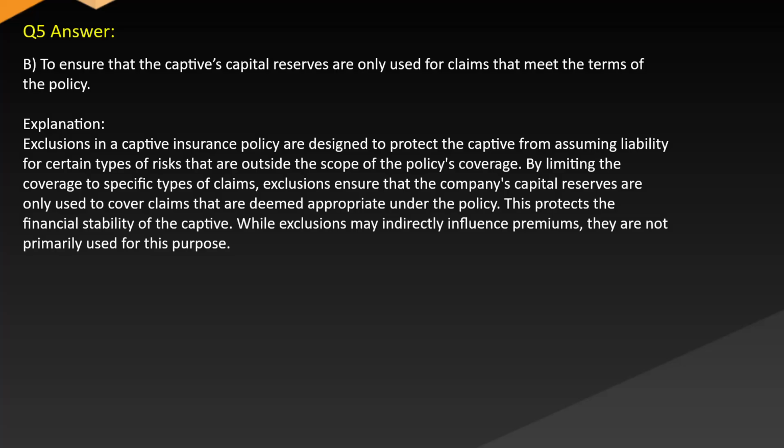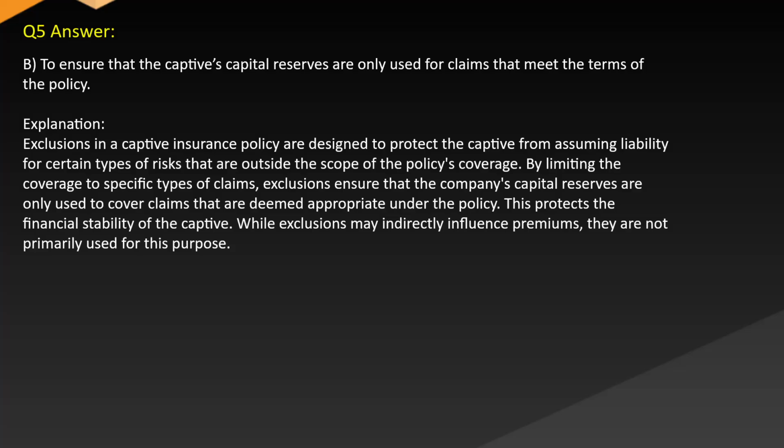Answer: B. To ensure that the captive's capital reserves are only used for claims that meet the terms of the policy. Explanation: exclusions in a captive insurance policy are designed to protect the captive from assuming liability for certain types of risks that are outside the scope of the policy's coverage.